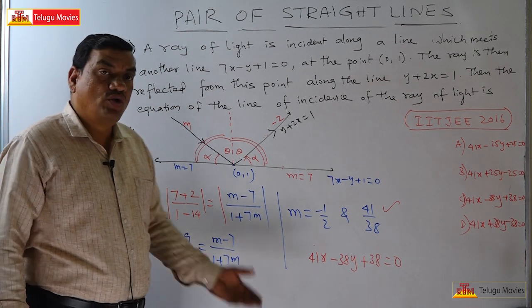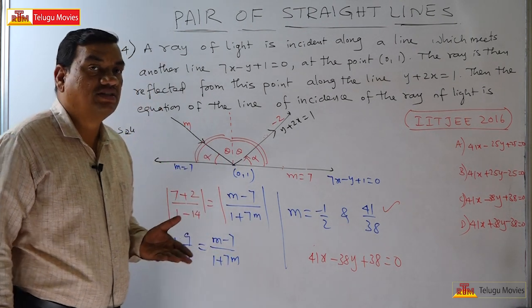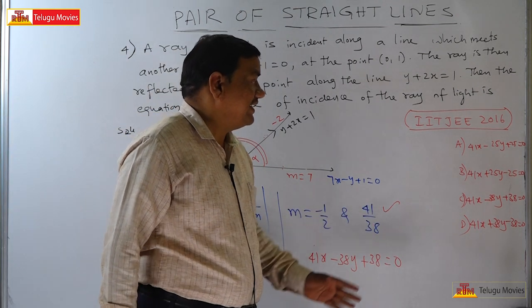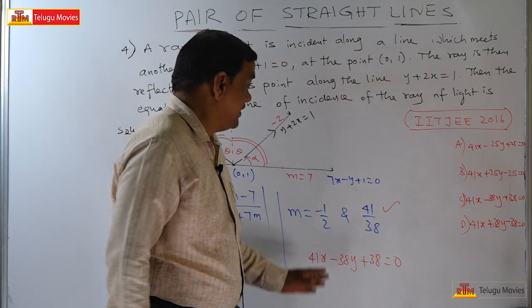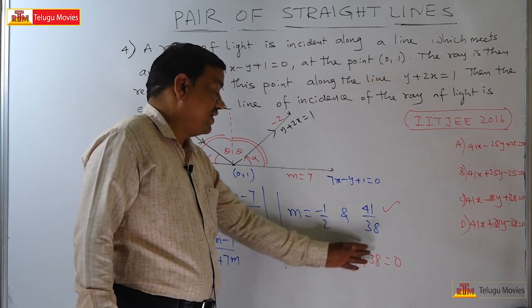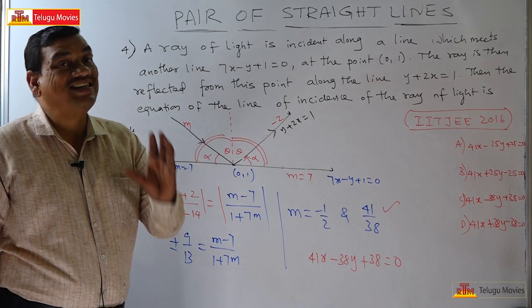Now, knowing the point and slope, use the point-slope form: y minus y1 is equal to m times (x minus x1). You take 41 by 38, because all our options are in 41 and 38. Apply the formula and you will get 41x minus 38y plus 38 is equal to 0. That is the equation of the incident ray.